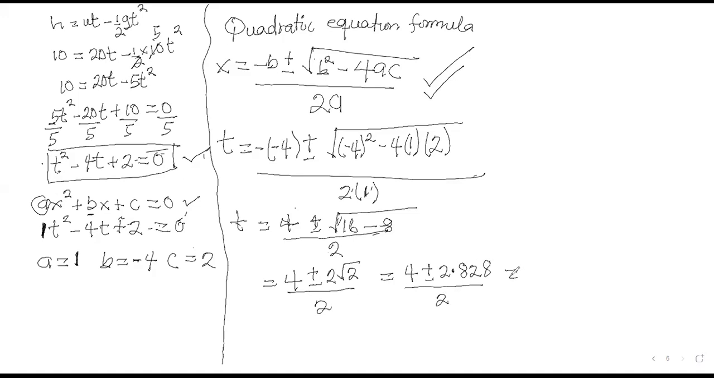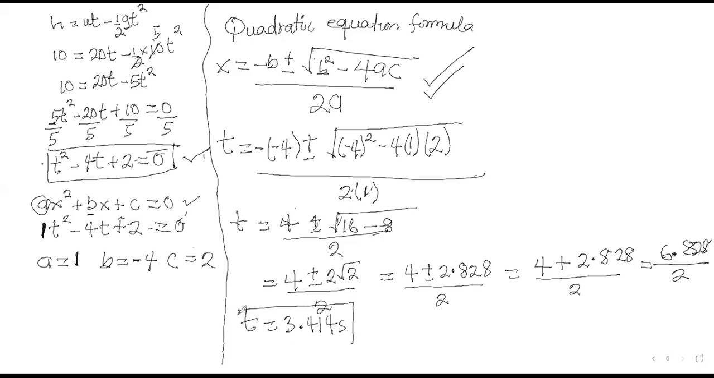So here, you consider for plus and minus. So 4 plus 2.828, all divided by 2. So we have 6.828 divided by 2, which is 3.414 seconds. So this is one of the possible answers for t.